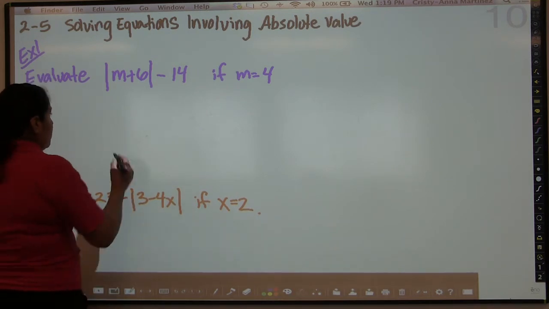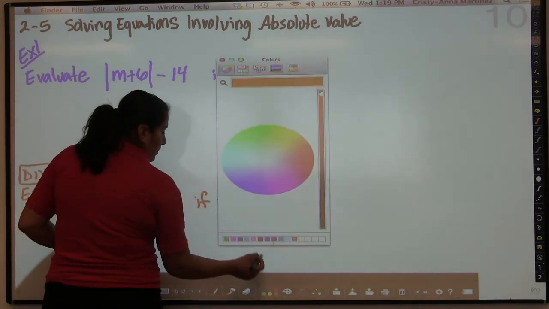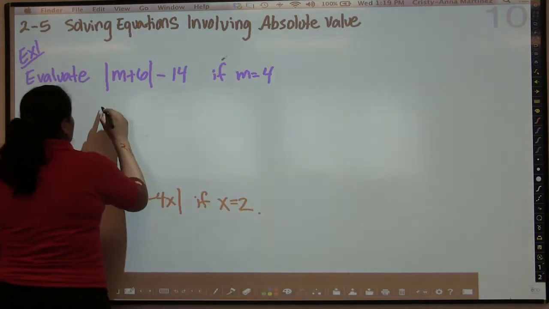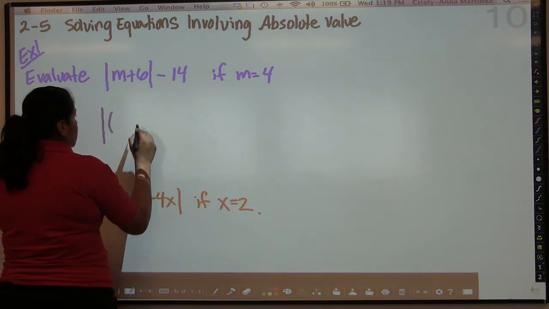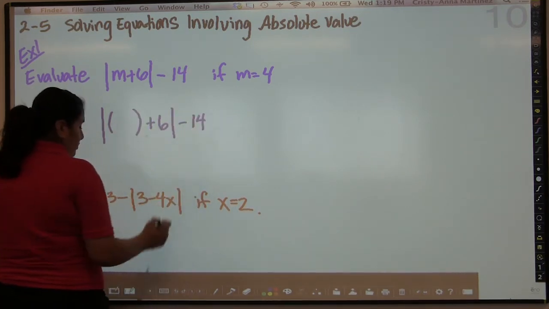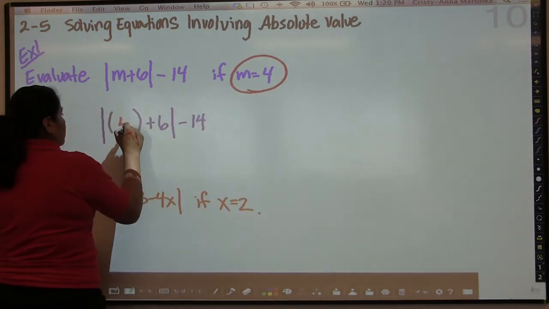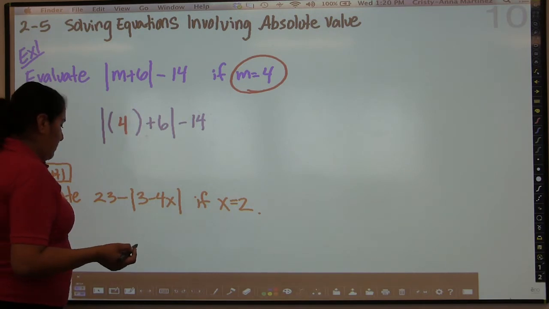So we are going to write here absolute value, and instead of m, we're going to put some parentheses there just to indicate that we are going to replace m with 4 in this case, and then we just evaluate what the answer would be.